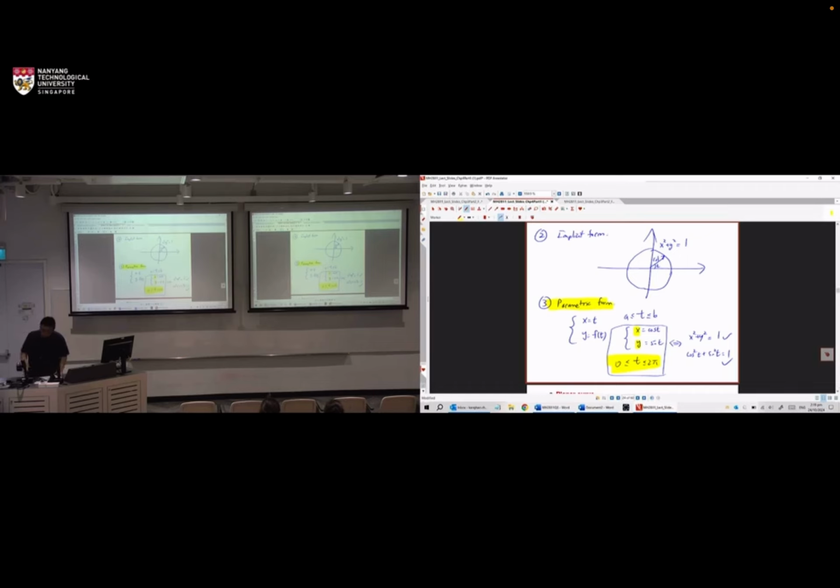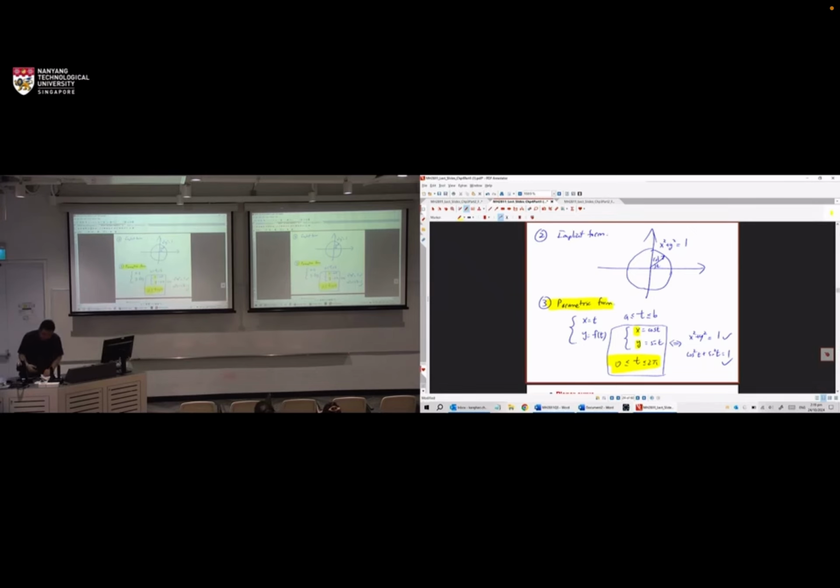All right, simple case, easy, straight away you see. Like the unit circle, straight away you see, right? x is cosine t, y is sine t, t between 0 to 2 pi. And to confirm that this is correct, you can substitute back into x squared plus y squared, you get back 1.